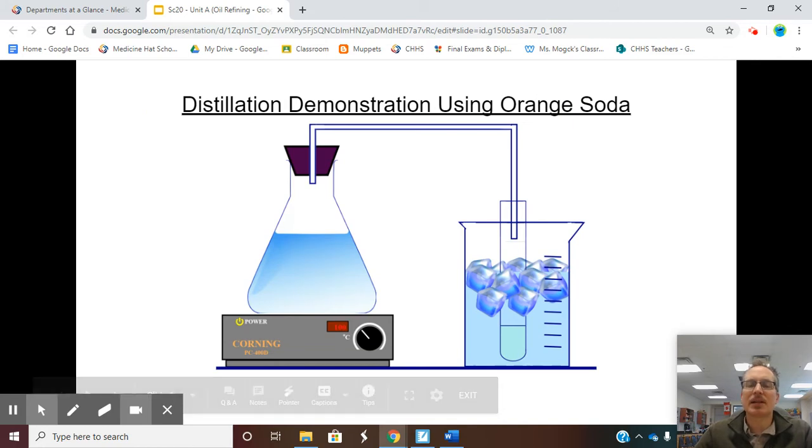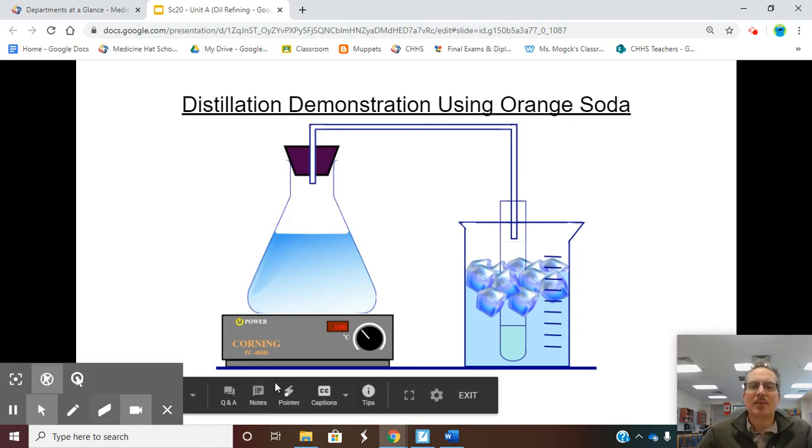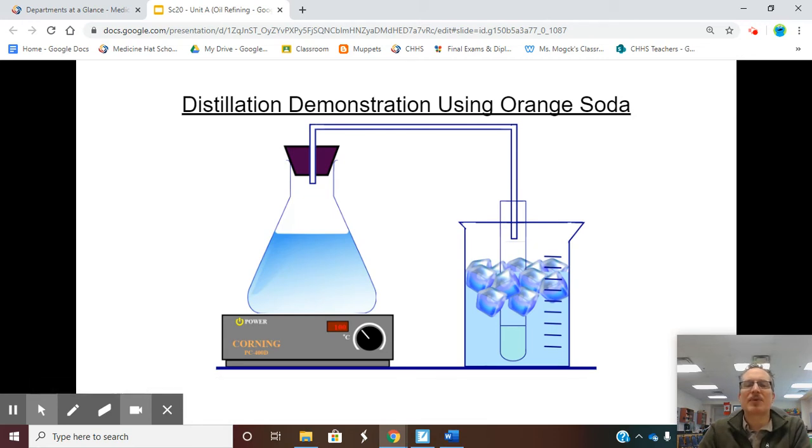Now, if we were in class, I would do a demonstration and show you a very simple form of distillation. I like to do it with orange soda. So I would take and open up a can of orange soda, and I would put it here in the Erlenmeyer flask, and I would turn on my temperature here to make it turn on rather high. I would go to about 150 degrees Celsius and heat this up.